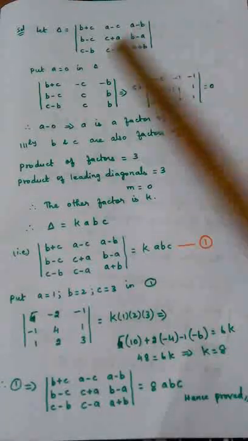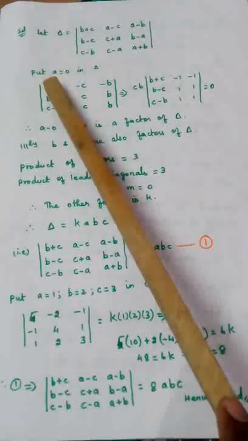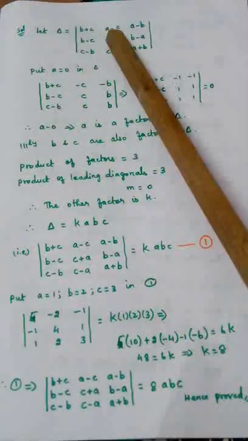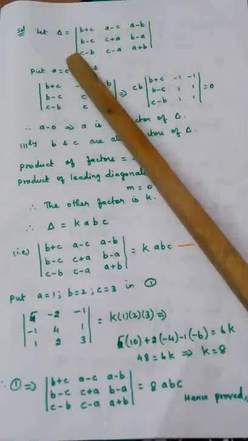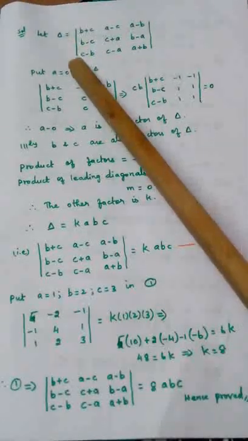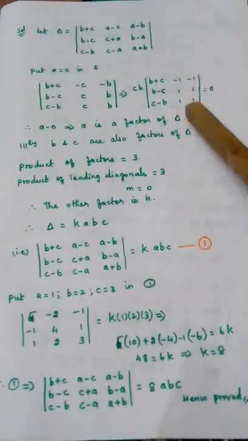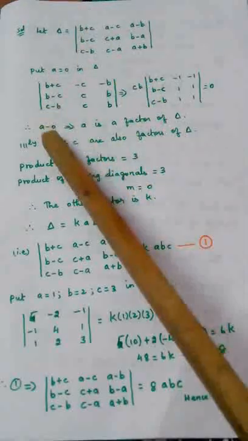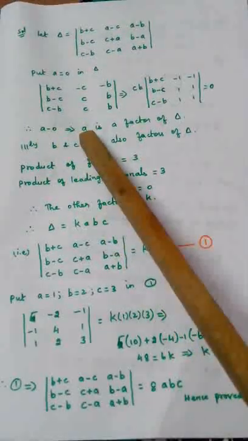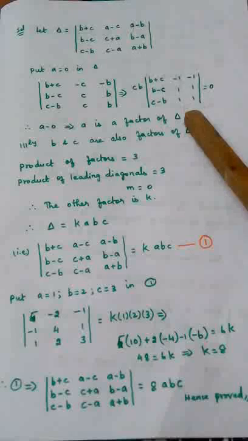So now you closely think. We have substituted a equal to 0 in this determinant, and the determinant value becomes 0. So what should I say? A minus 0 is a factor because only two columns are equal. A minus 0 is a factor. A minus 0, which is called as a. So a is a factor of delta.